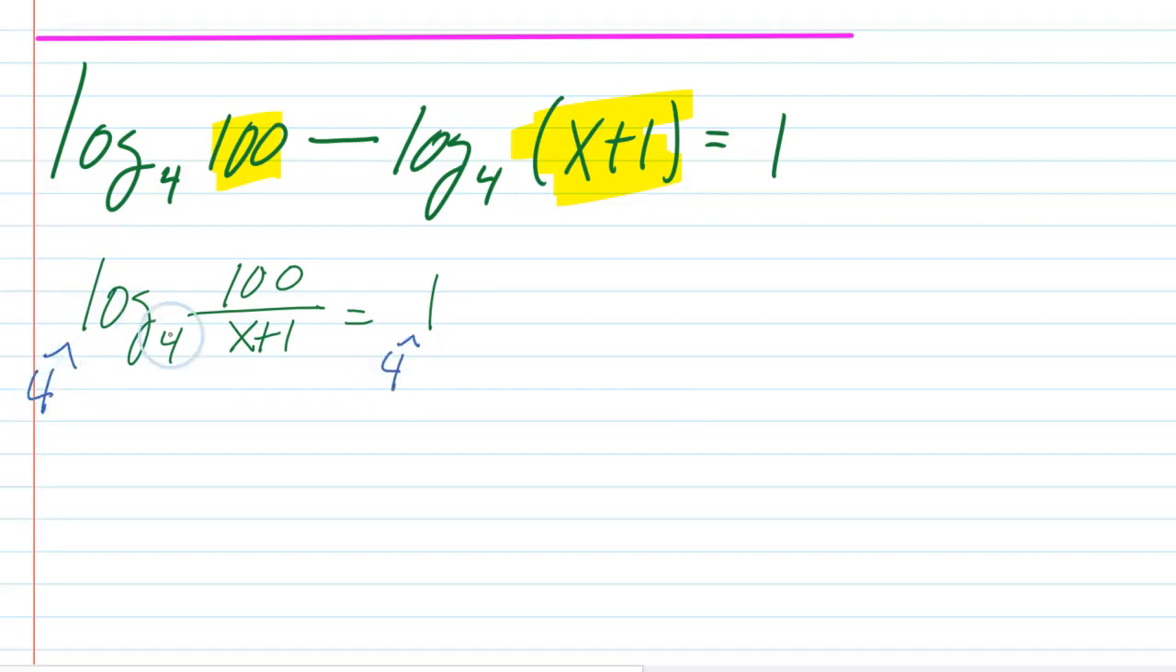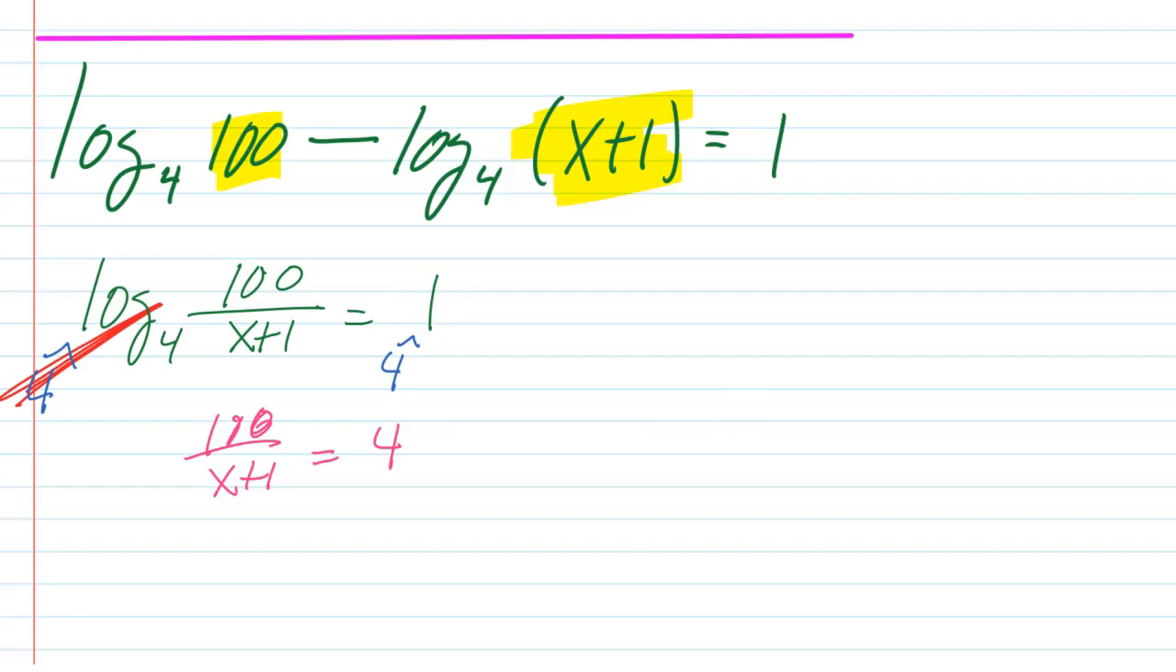We say 4 to the power of log base 4, which cancels out, and then 4 to the power of 1. That's going to give us a new equation of 100 over x plus 1 is equal to 4 to the power of 1, which is simply 4. Now, to me, the easiest way of solving this is to cross multiply.